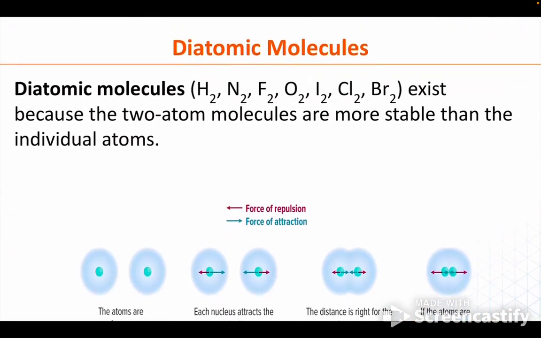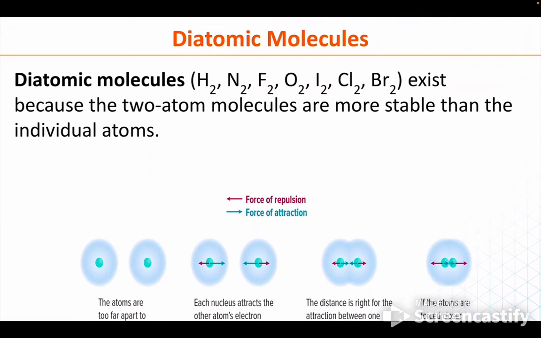So we do have these diatomic molecules. These are always going to, if they don't bond with something else, bond with one of themselves. So these are something you just need to know, the rest of the class, the rest of the semester.